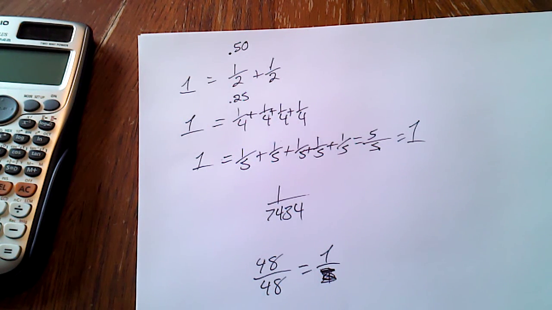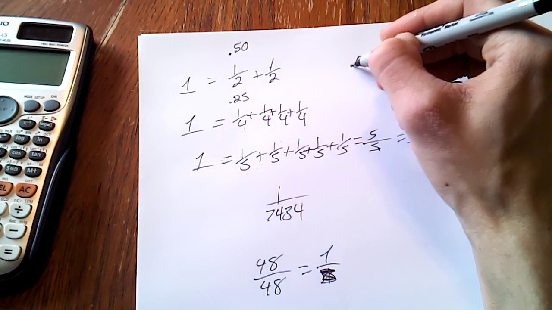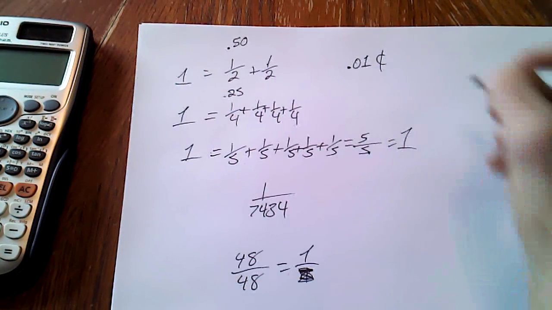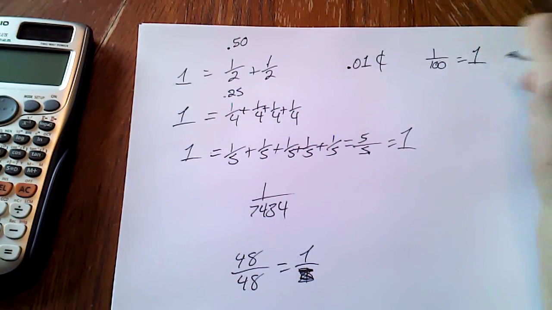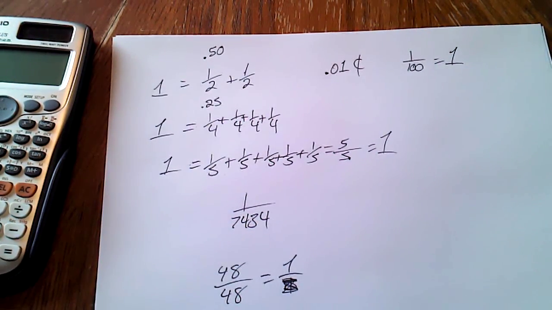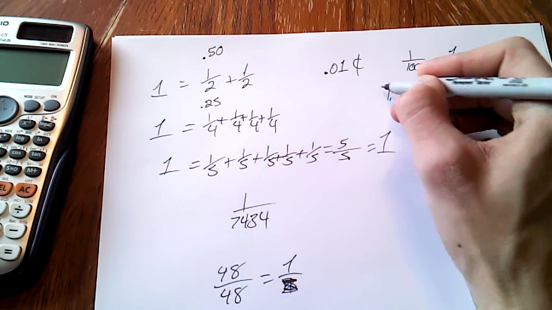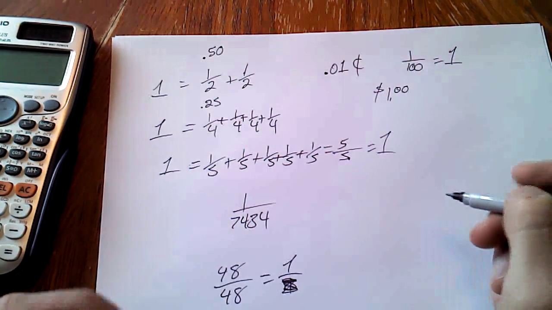If you deal with money every single day or at any time at all, you're dealing with fractions. 1 penny, what is that? That is 1/100th of 1. If you have 100 pennies, you have $1. That's a fraction of a dollar.